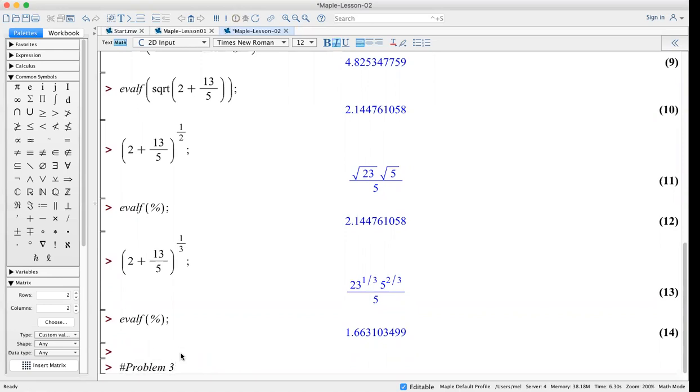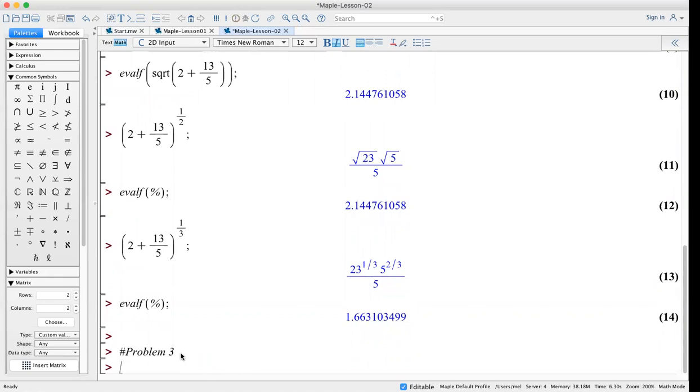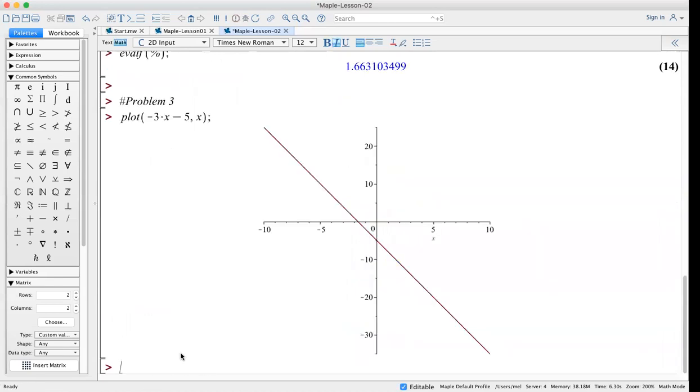Problem 3 is to graph some functions. So let me do this in a couple of different ways. The first is, let's say, if I want to plot the function minus 3x minus 5, the command is plot minus 3, I put in a times sign, times x minus 5, comma x. And so I'm plotting this with respect to the variable x.